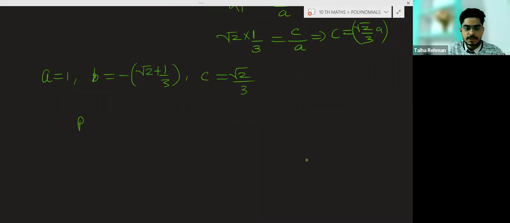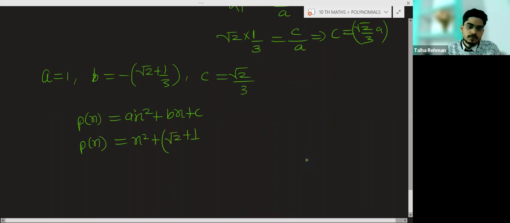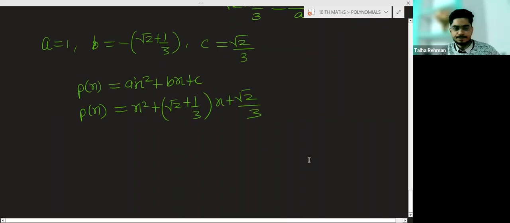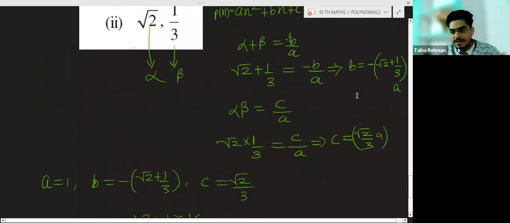ax square plus bx plus c, this is the polynomial we considered. Put the value of a, b, c. a is 1 means x square, b is minus root 2 plus 1 by 3 into x. What is c? Root 2 by 3. This is the first polynomial, and you can put x is equal to 2, x is equal to 3, x is equal to 4, x is equal to 5, 5.5 you can put.